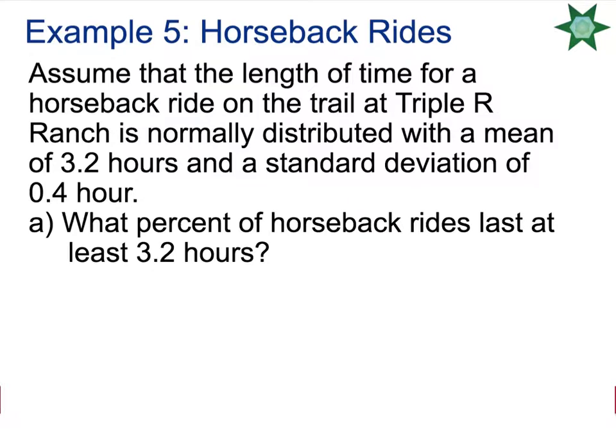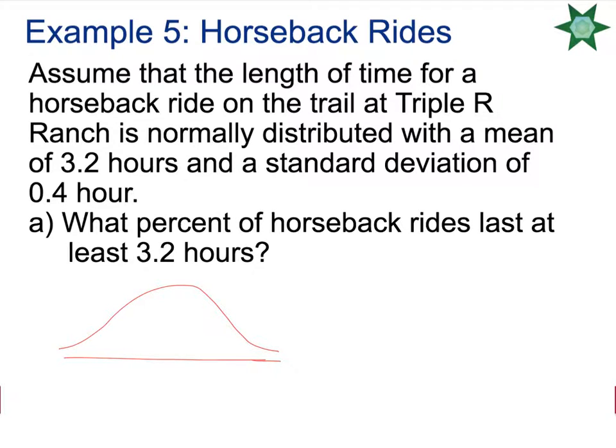Okay. Assume that the length of time for a horseback ride on the trail at Triple R Ranch is normally distributed with a mean of 3.2 hours and a standard deviation of 0.4 hours. What percent of horseback rides last 3.2 hours? Okay, so first thing we want to do is draw our normal curve.